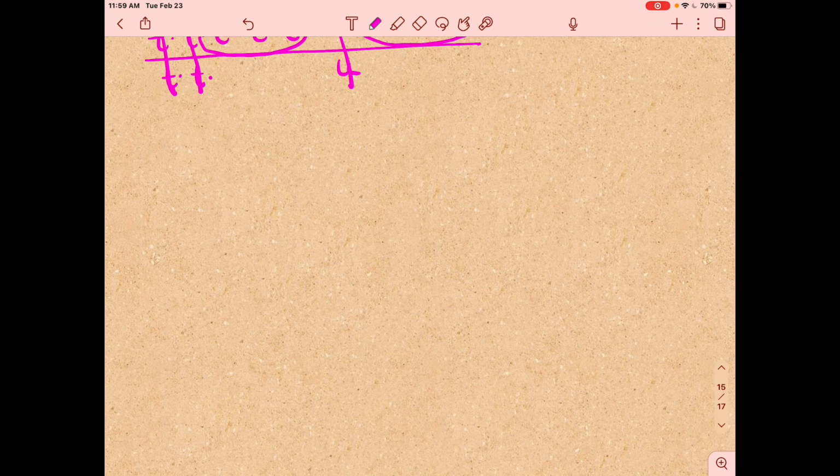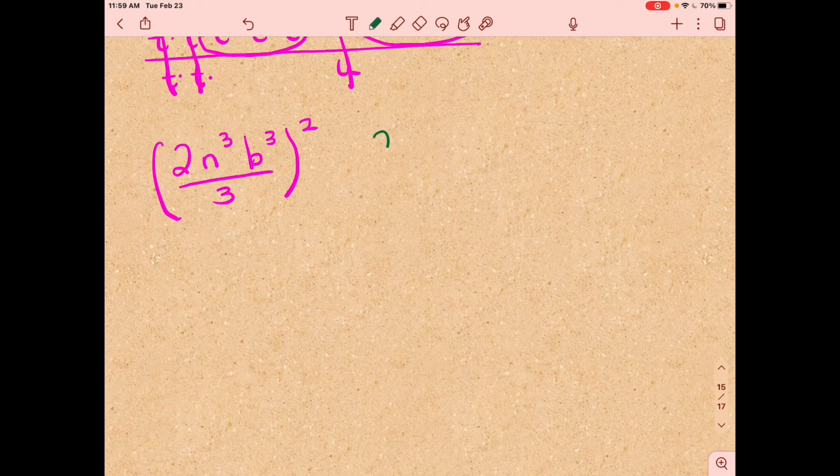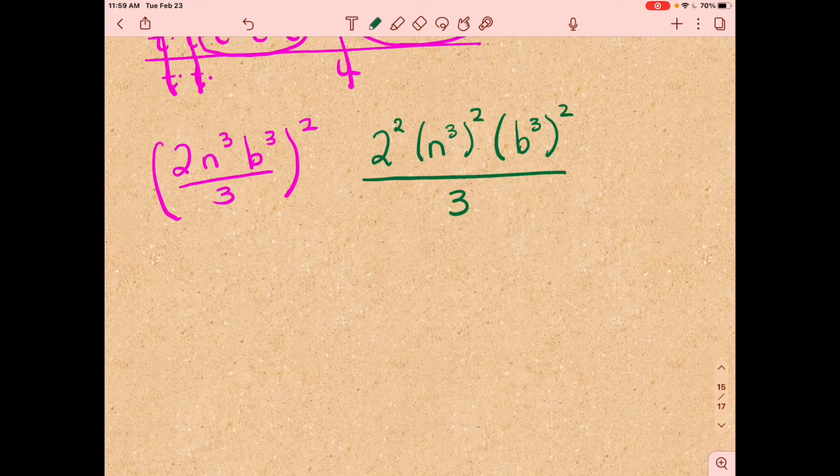What if I have 2 n to the third b to the third over 3, all of this to the second power. So I have to apply the second power to every piece of this. I'm going to end up with 2 squared. I'm going to end up with n to the third squared. I'm going to end up with b to the third squared. And on the bottom, I'm going to have 3 squared.